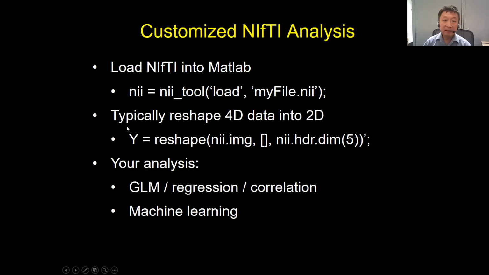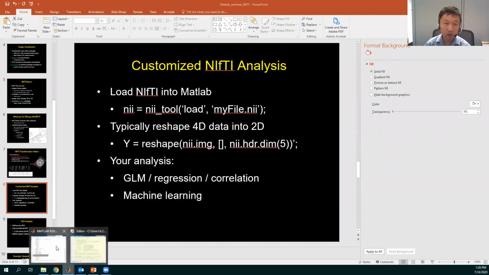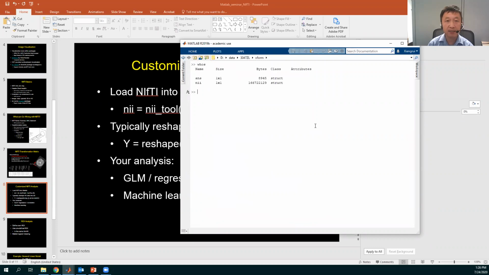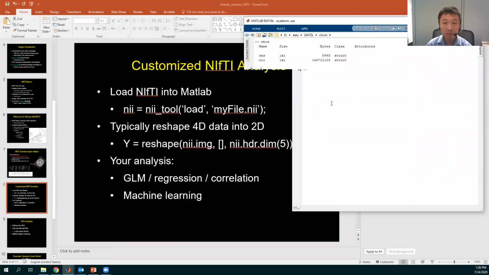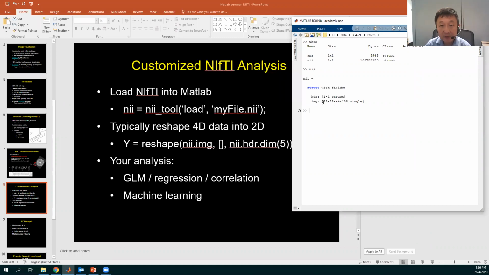The next step we typically do, for example for functional analysis, is reassign the 4D data into 2D data. I'm going to show you how to do this. It's very straightforward, very easy in Matlab. As we can see, this image file is 88 by 78 by 44, that's XYZ 3D, and the fourth dimension is 138, that's 138 time points. Typically, when we do analysis, we want the 2D image's first dimension to be time points. Most of the time, not always, that's what we do.